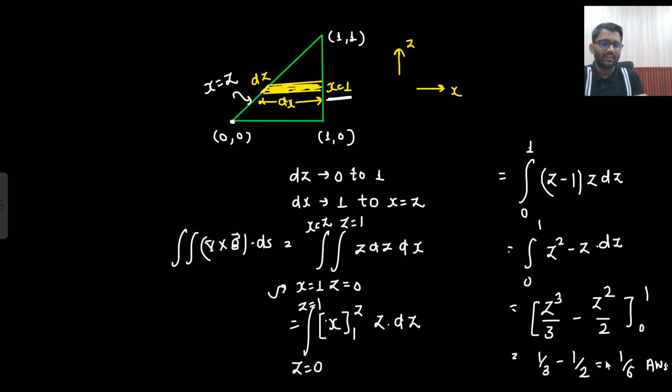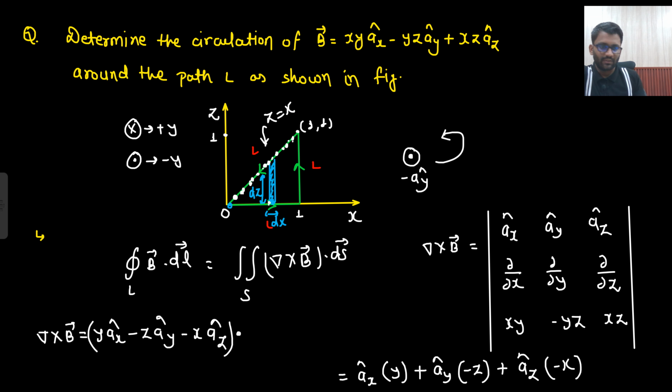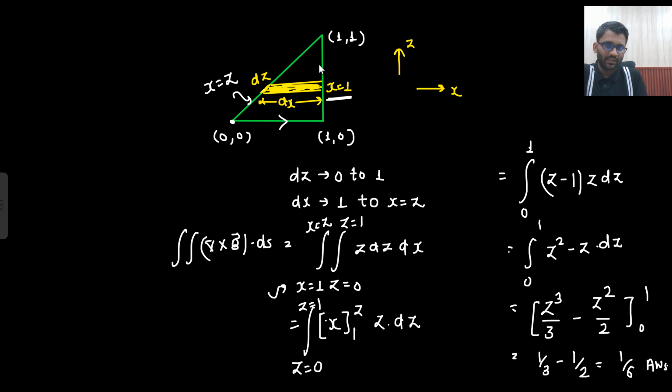This was a closed path, this was the direction, this was our closed path. We could have taken the strip in any direction. First we took the strip in this direction, so we were moving the strip in the x direction. So x was going from 0 to 1, but how was z changing? If x is some value, then z is a function of x only, z is not constant.